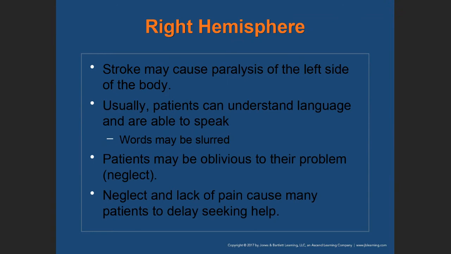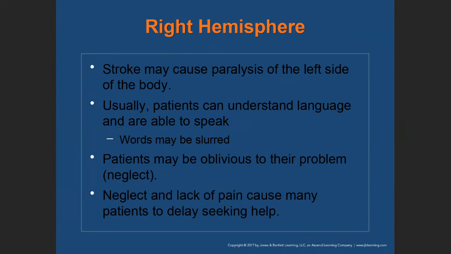So if it's the right hemisphere, stroke may cause paralysis on the left side of the body. Usually the patient can understand language and they are able to speak. The issue is the words are slurred. The patient may also have neglect. Neglect is common when the right side of the brain is affected. So basically with neglect, it's like they forget that the left side of their body exists.